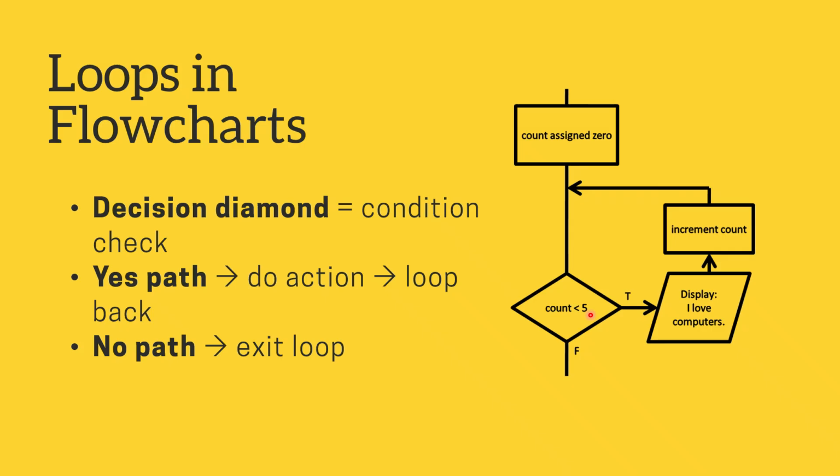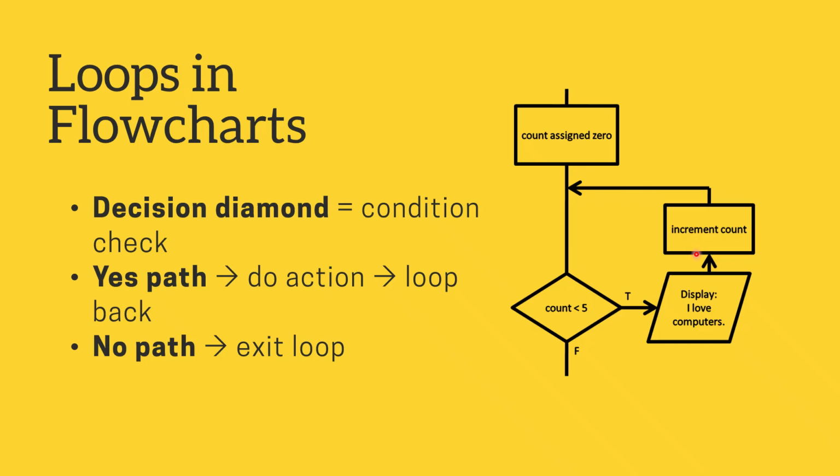Now, if yes, then we follow the yes or the true path, which means that we execute the action and then we loop back. So here, this is true, okay? So we go ahead and we would display I love computers, okay? And then we would increment the count, okay? And then we go in and we test it again. And as long as after we increment it, it's less than 5, then we'll keep going down this true or this yes path.